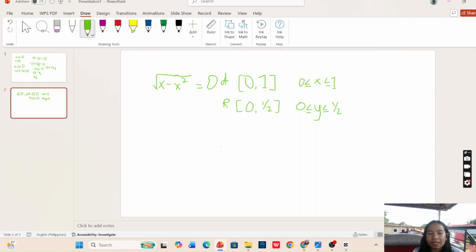So let us try 1/2. So if we plug in 1/2 to x, that will be 1/2 minus 1/2 squared. And 1/2 squared is 1/4. So 1/2 minus 1/4, that is 1/4. So therefore, we can conclude that our range is y is greater than or equal to 0 and y is lesser than or equal to 1/4. That is for our range.